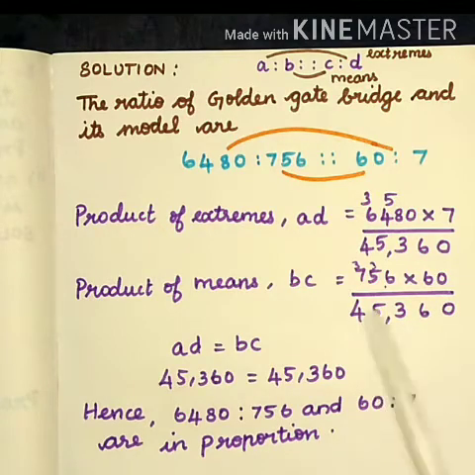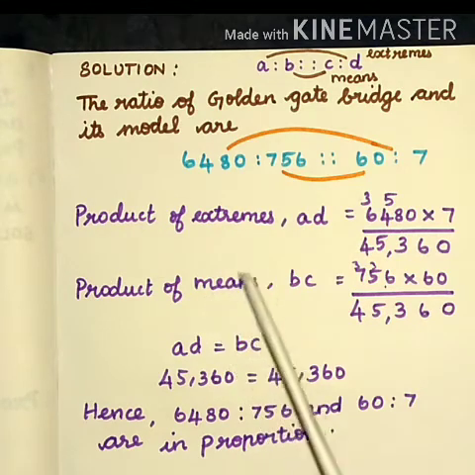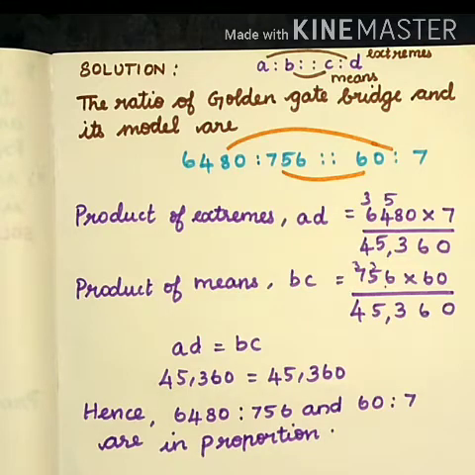Answer is 45,360. Here AD and BC value is equal. The product of extremes is equal to product of means. So, the given ratios are in proportion.